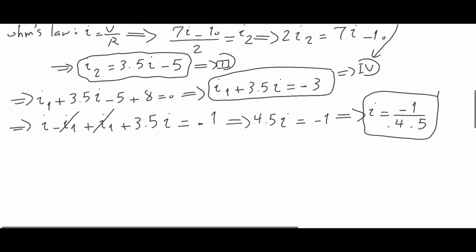You may not like that I write it this way. Let me just clean it up. I can say I equals, if I multiply numerator and denominator by 2, I get minus 2 over 9.